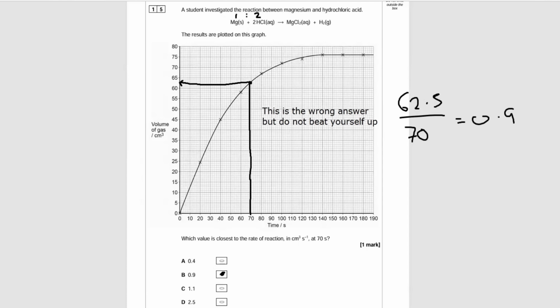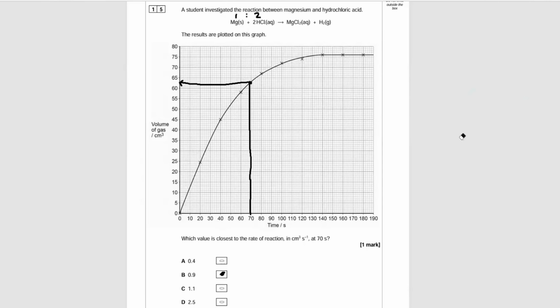Well, let's check out that line on our gradient there. We're going to try and find the gradient on a curved line. So we need to find the gradient there at 70. How are we going to do that? We're going to draw a tangent.